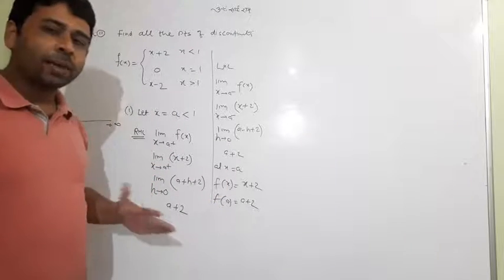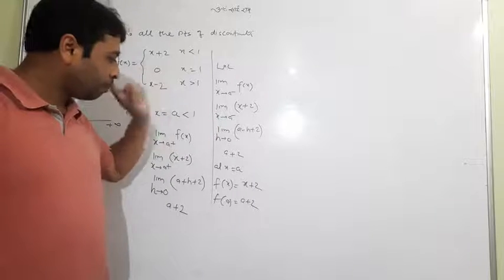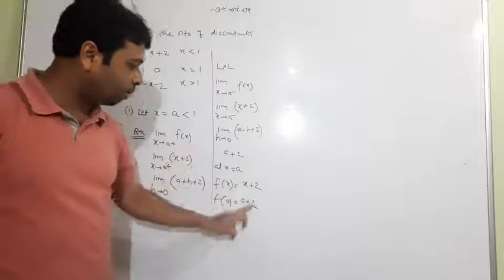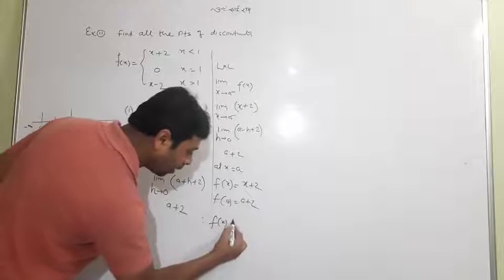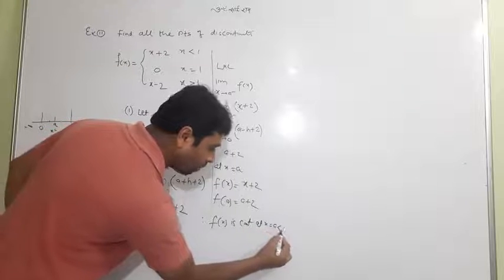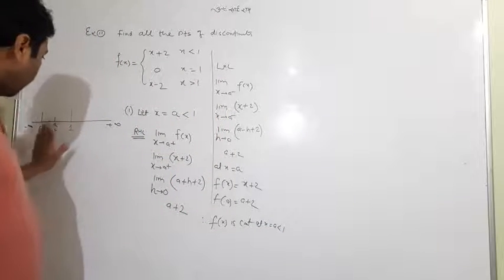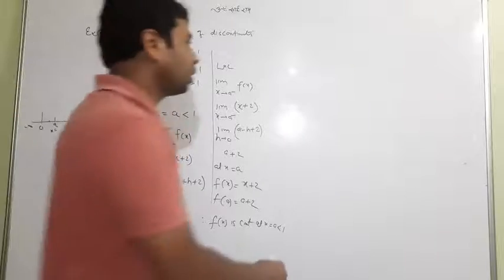So again I would say one thing: when in the right hand limit, the left hand limit, and the main value the function is the same, the values are also the same. So I would write that the function is continuous at x equal to a, which is less than 1. So for all x equal to a less than 1, the function is continuous.